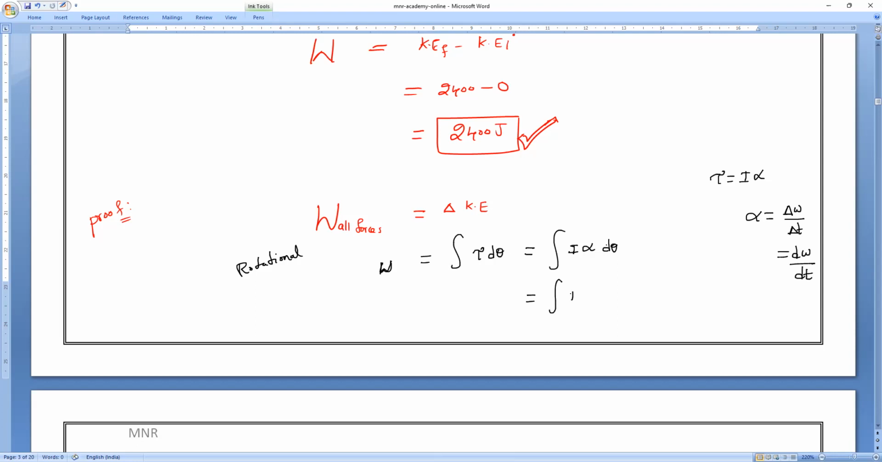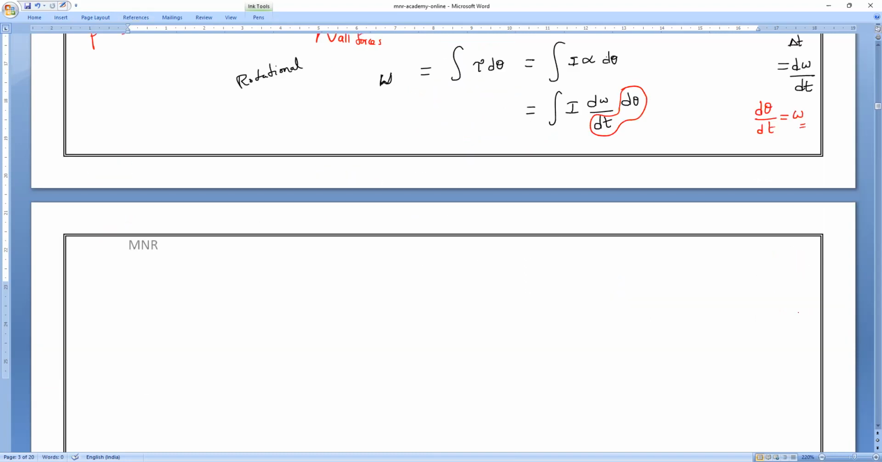So I will write the integral of I alpha dθ, and replace alpha with dω/dt, into dθ. Now dθ divided by dt, change in angular displacement divided by time, is equal to something. Quickly, everybody: angular velocity. Correct or not? So, since I remains constant for the system, we get I ω dω in place of dθ/dt.